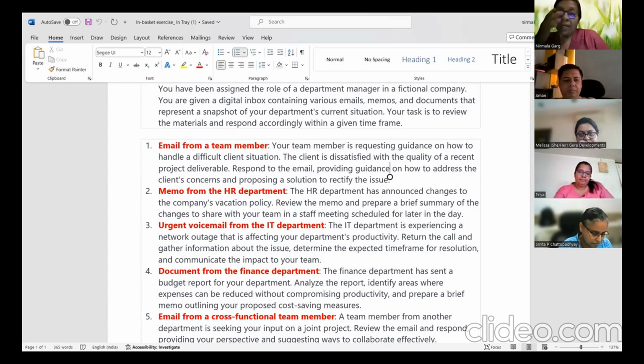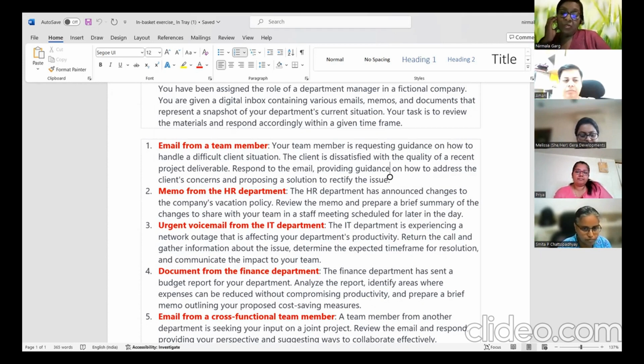True. Now, an email from a cross-functional team member seeking your input on a joint project. Review the mail and respond, providing your perspective and suggesting ways to collaborate effectively. What will you do? Important, not urgent. Important, not urgent. And do it on my own.